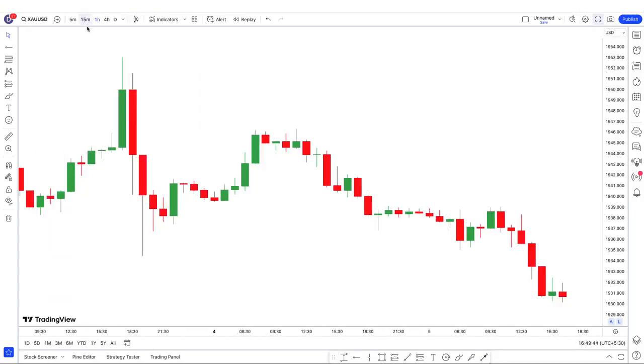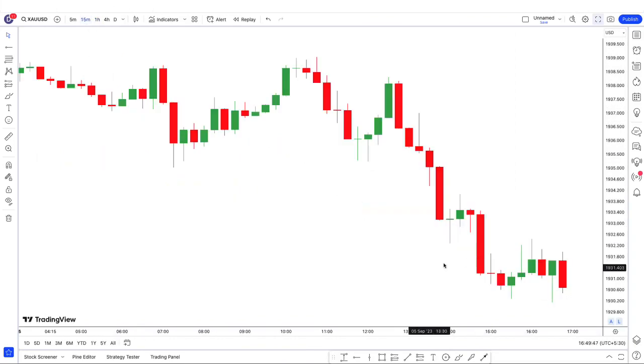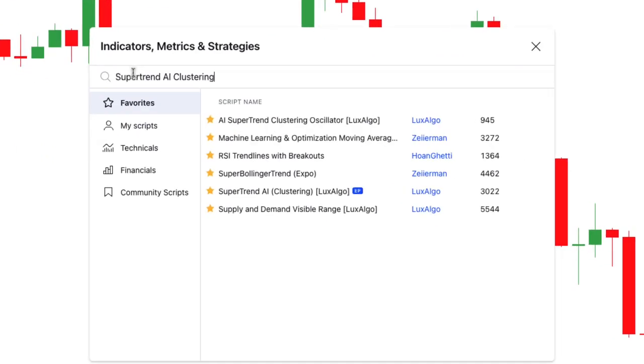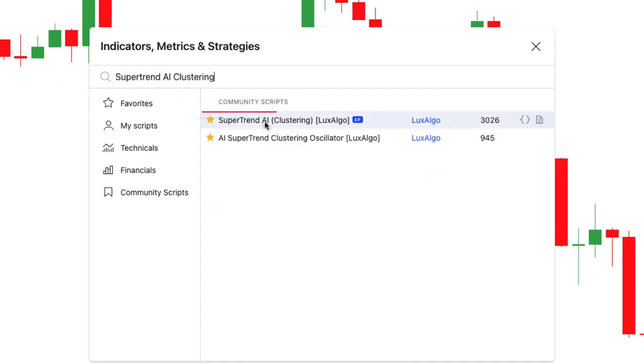Go to TradingView. Firstly, open to the gold chart and 15-minute time frame. Click on the Indicators tab and find Supertrend AI Clustering. Click on it by Lux Algo.